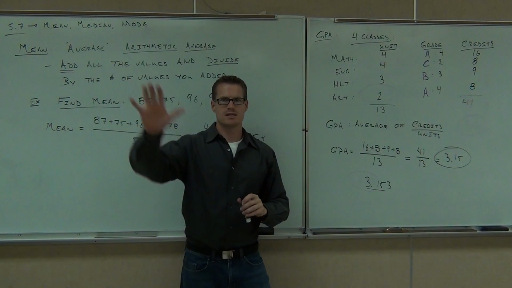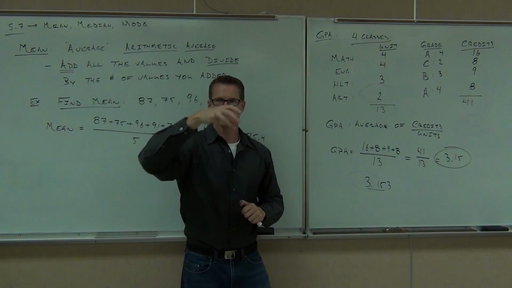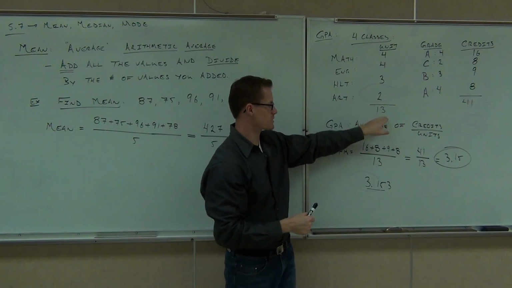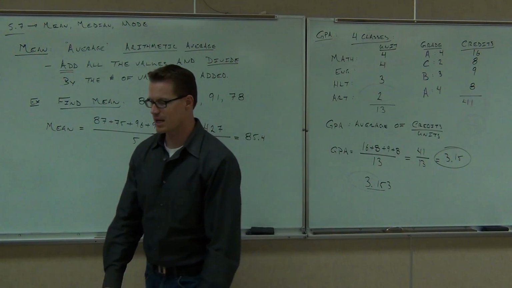How many people understood the whole idea of the GPA? So you find your units, your grade value, multiply those things for credit, add all those up, and divide by the number of units here, the 13. That will give you your GPA.